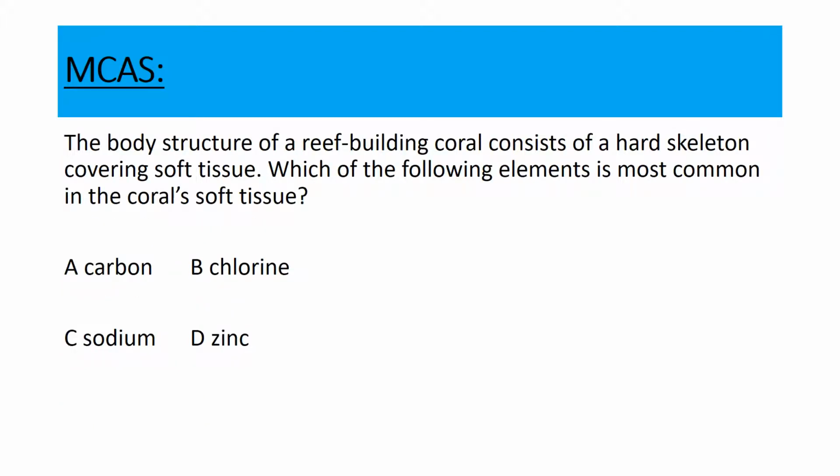The body structure of a reef-building coral consists of a hard skeleton covering soft tissue. Which of the following elements is most common in the coral's soft tissue? Again, we're talking about the elements that a living thing is made out of. So we're talking about carbon and hydrogen, nitrogen and oxygen, phosphorus and sulfur. So the answer is A, carbon.